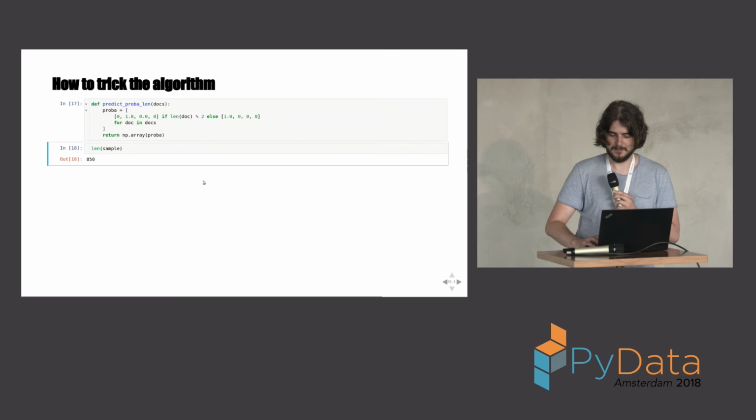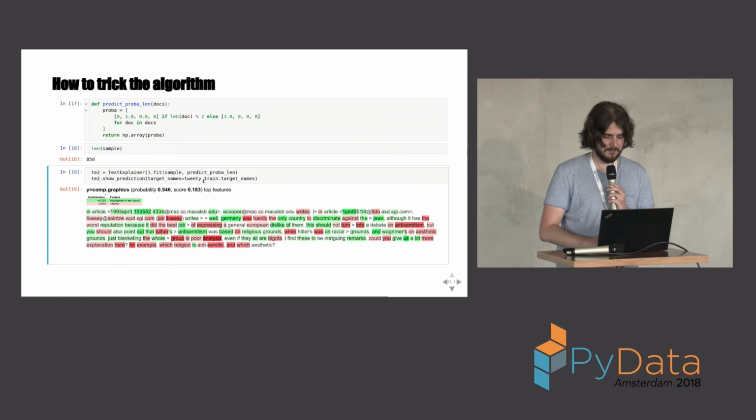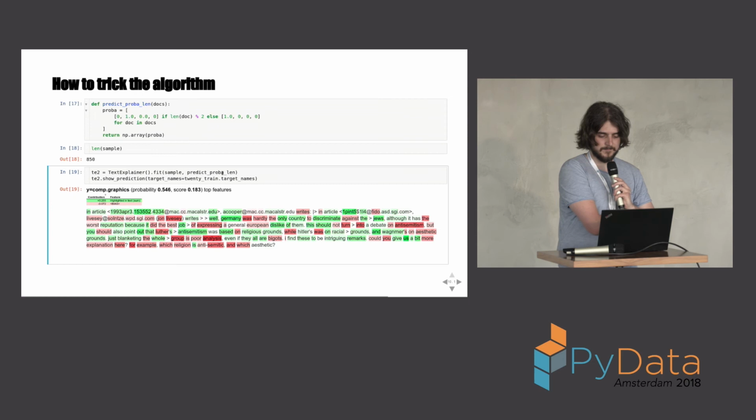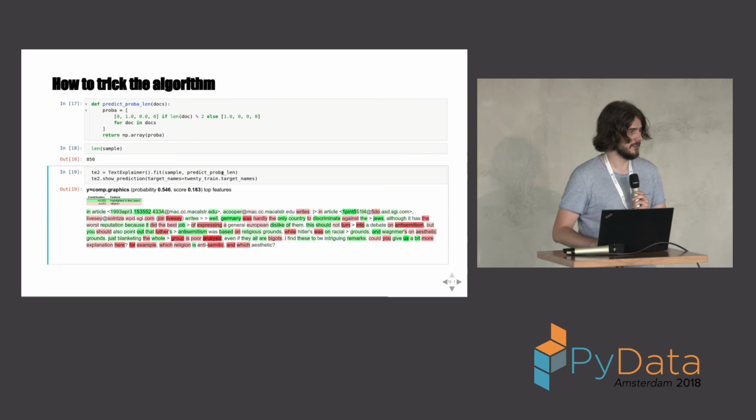And computer graphics it is, probably. So we explained it with this method. We put here the predict probability length method or function. And we see it is basically doing random. You could, because you are human, find some patterns and things like, yeah, Germany and anti-Semitism. Okay. So probably this is a good explanation, or it's not.